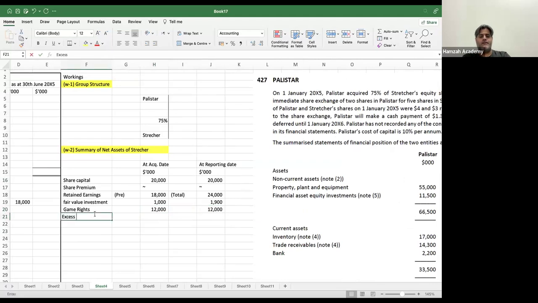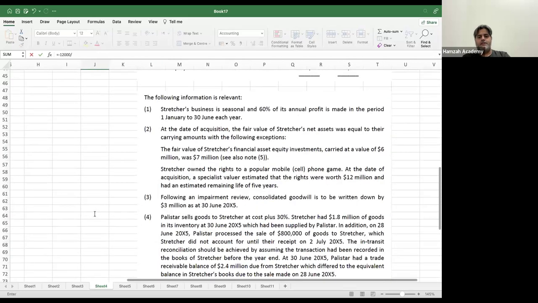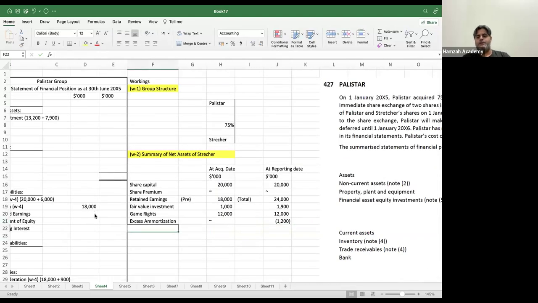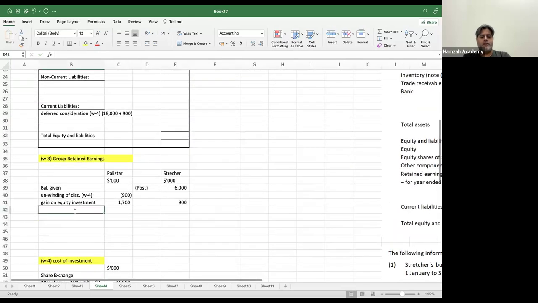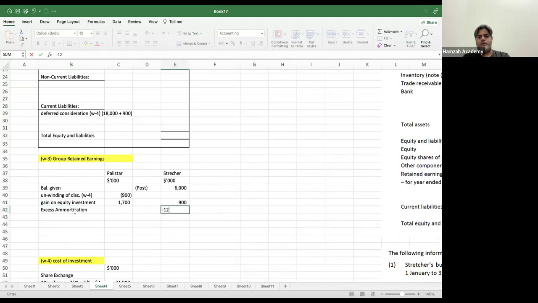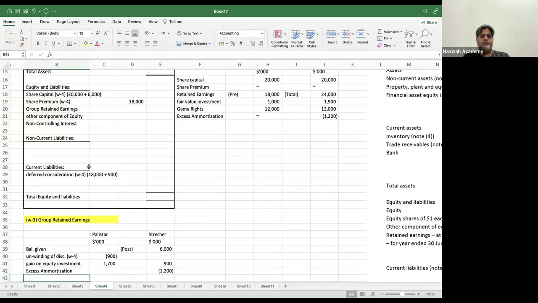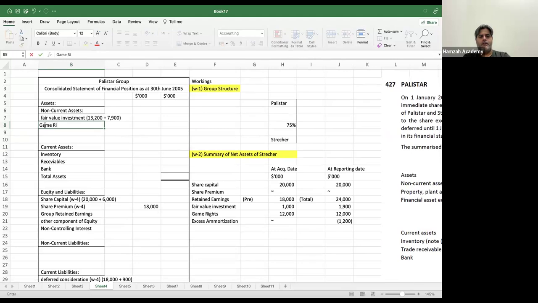And then we have excess amortization for 6 months: 12 million by what the life is, 5 years. So 1200 is going to be the excess amortization over here. I have this excess amortization of 1200 over here. Then I'm going to go over here and write game rights. That's 12,000 minus 1200 over here. Right? Straight away, straight working.